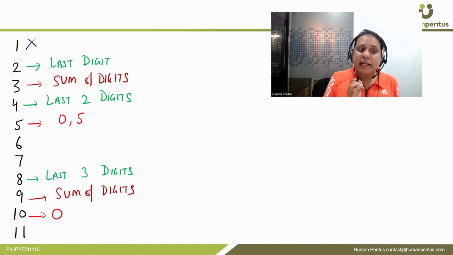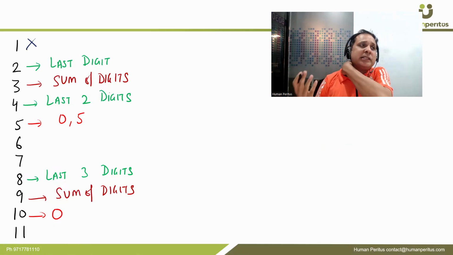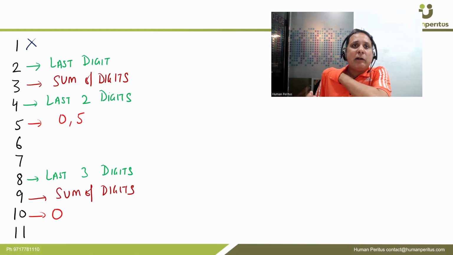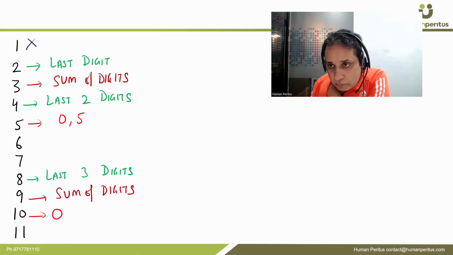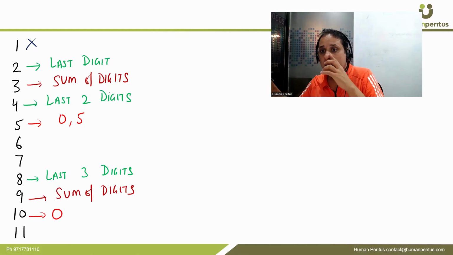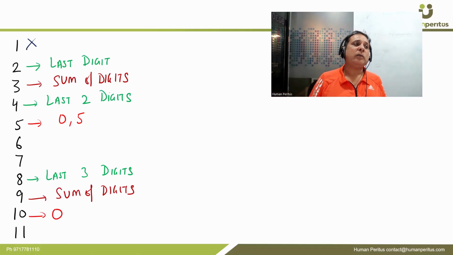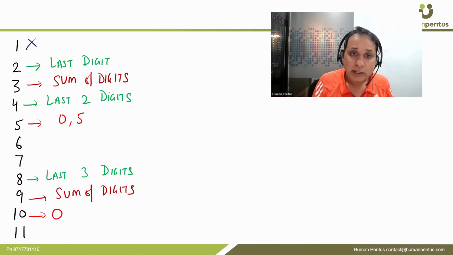The last digit has to be 0 or 5 in case of 5. The last digit has to be 0 in case of 10. So it means that all numbers which are divisible by 10, of course, will be divisible by 5 also. But vice versa is not true. There will be many numbers which are divisible by 5 but not divisible by 10.